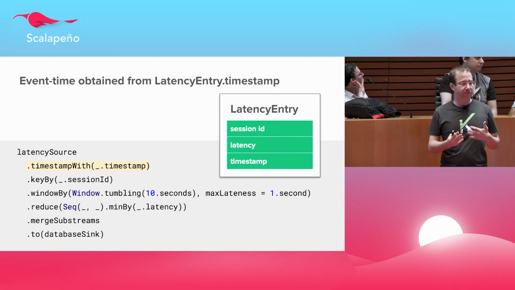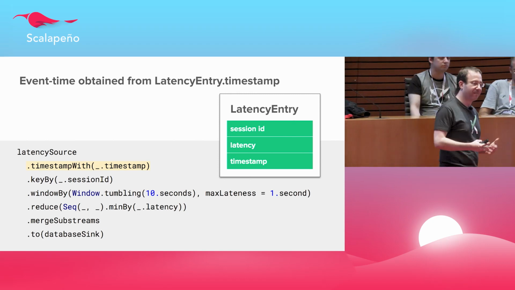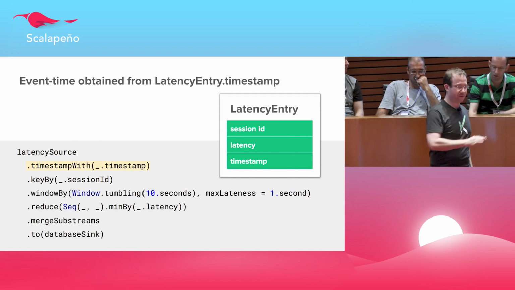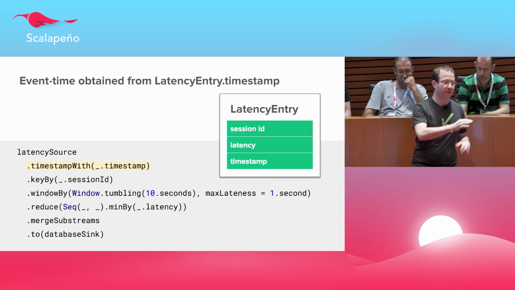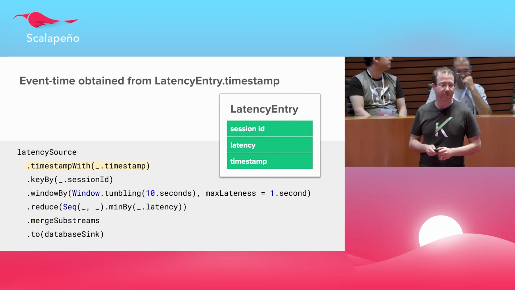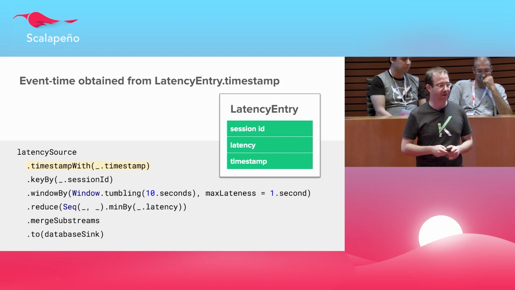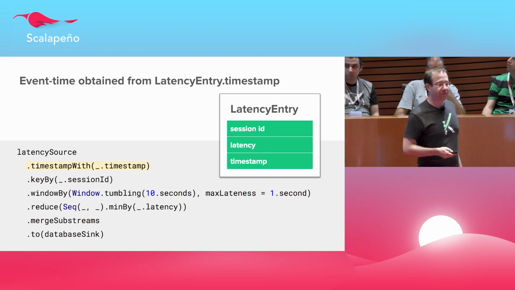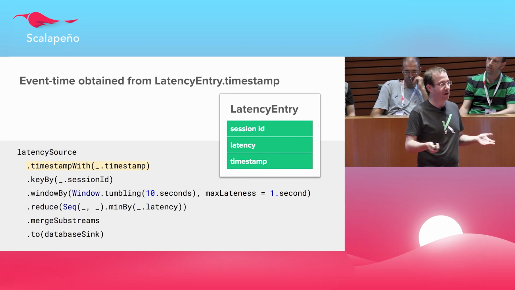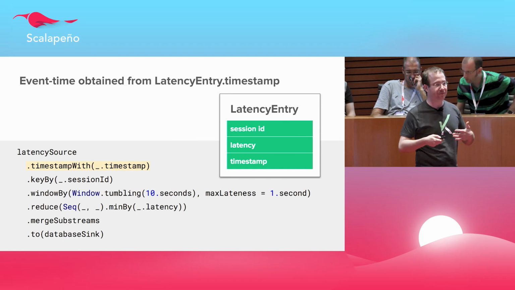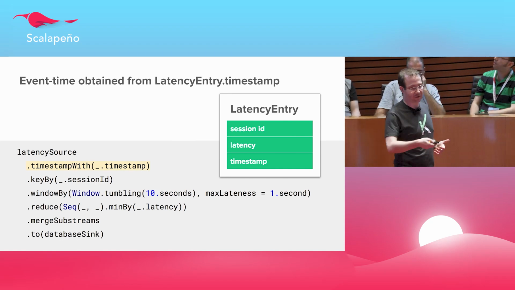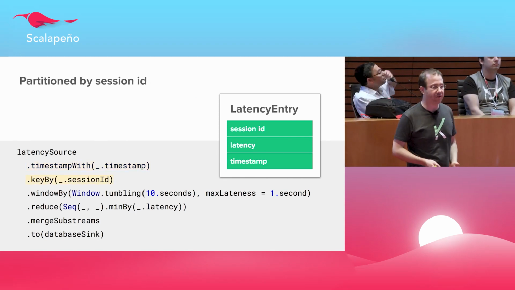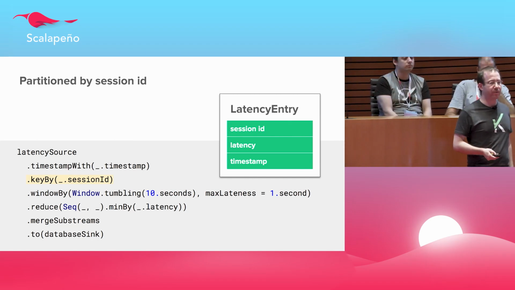So let's go through a stream example of how Glacier is used. Here this is an Akka Streams based example, leveraging a few implicit conversions in order to enrich the API. The first three methods are provided by the library, the rest is plain Akka Streams. So first thing off, we're going to indicate how we obtain our logical timestamp. It's in the data. We're just going to drill into the timestamp field in the latency entry. Next off, we have our session ID. So this is what we want to partition by.